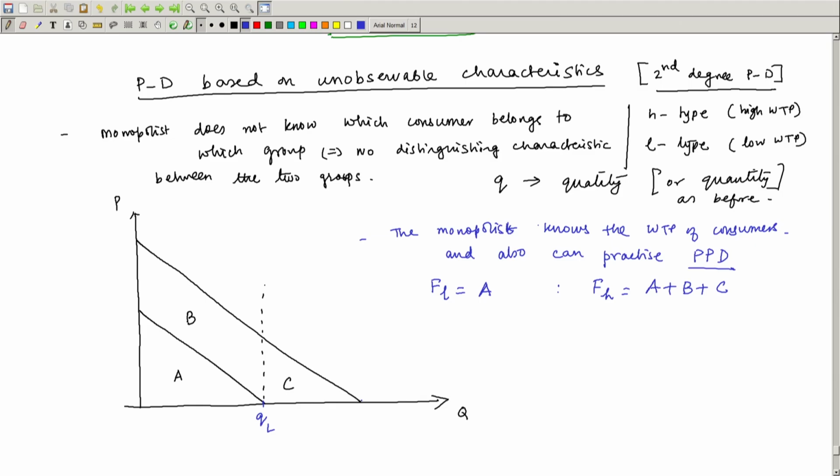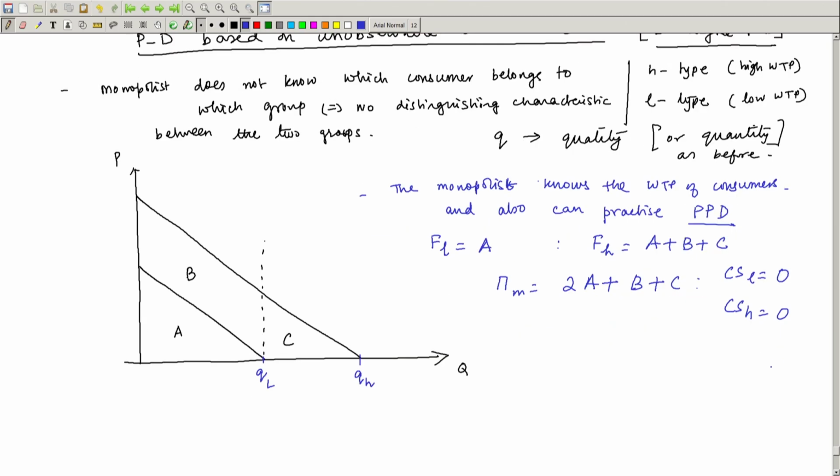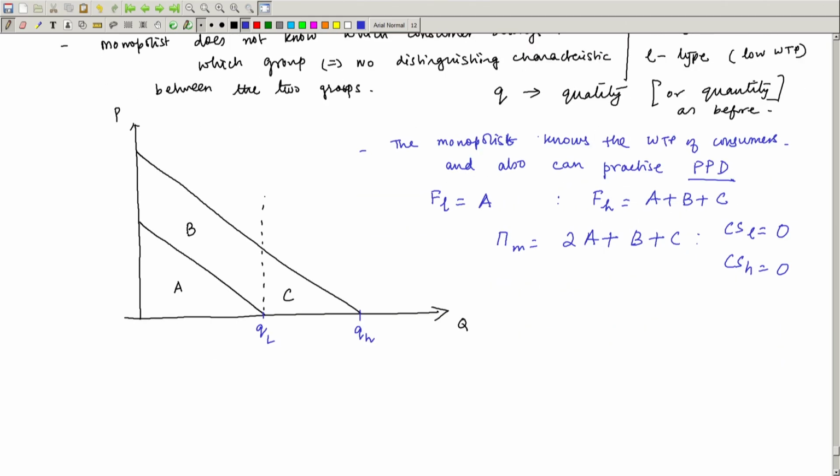So, essentially I would sell QH quality to the H type. So, interpret the QH as business class travel, which is a much higher quality compared to QL, which could be economy class travel, and therefore, the profit of the monopolist would be A plus B plus C plus A, which is 2A plus B plus C, and the consumer surplus for the L type would be 0, consumer surplus for the H type also would be 0, right. So, this is the case where I could practice perfect price discrimination.